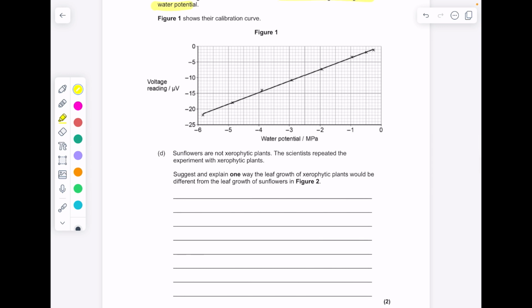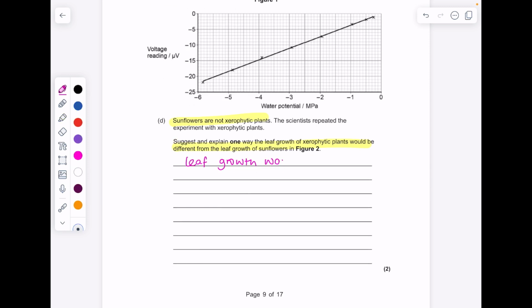Sunflowers are not xerophytic plants, so they're not adapted to live in dry conditions. The scientists repeated the experiment with xerophytic plants. Suggest and explain one way the leaf growth of xerophytic plants would be different from the leaf growth of sunflowers in figure 2. I think we would all agree that leaf growth would be slower in xerophytes, and the reason for that is because they have fewer stomata, which means they can absorb less CO2 and therefore less photosynthesis takes place.